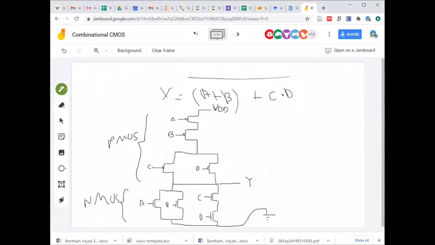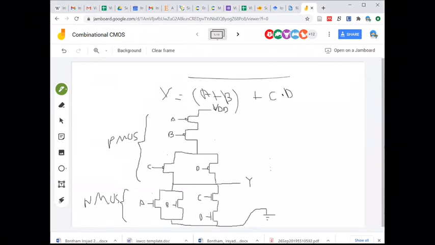Okay, so let's see, group 1. Dr. Arfa, you want to take over? Yeah, is this correct? This is correct. A, B of the NMOS should be in parallel. And then CD for the NMOS should be in series. Yes, because there are N. And then both should be combined in parallel.